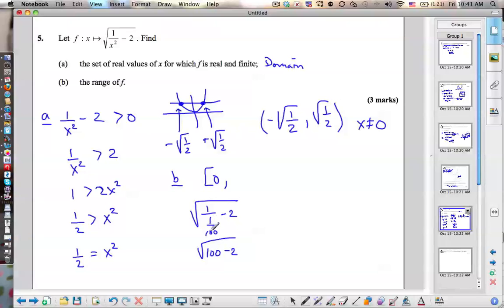So if I plug in 1 over 100 or 1 over 1,000 or 1 over 1,000,000, this piece will get huge, and then I'll just subtract 2 and it will still be positive. So I believe it's unbounded all the way to infinity. And that's number 5, probably one of the more difficult ones from the exam.